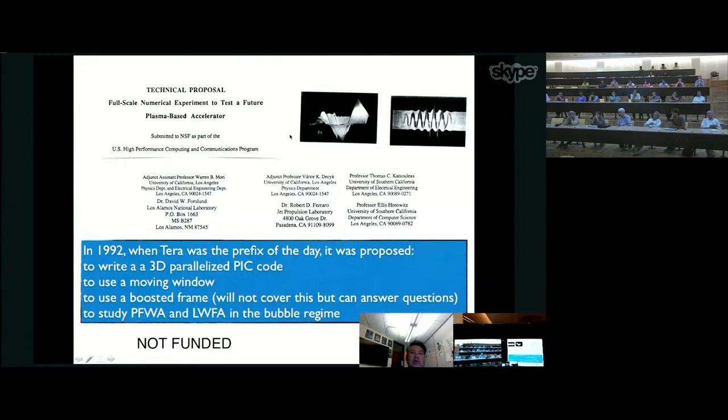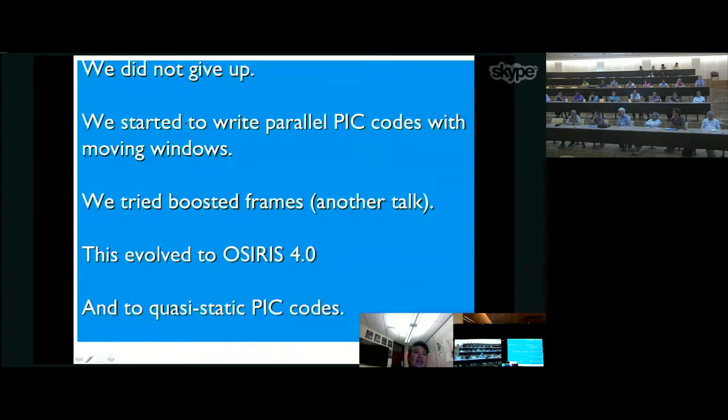We did propose this in 1992, and I want to give it as a lesson to the young people in the audience. This was not funded. So if you write a proposal and you think it's good and it's not funded, you still try to figure out a way to implement your ideas. So we did not give up. We started to write parallel PIC codes with moving windows. We tried boosted frames. I don't have time to talk about this. It could be another talk, or people can talk to me about it.